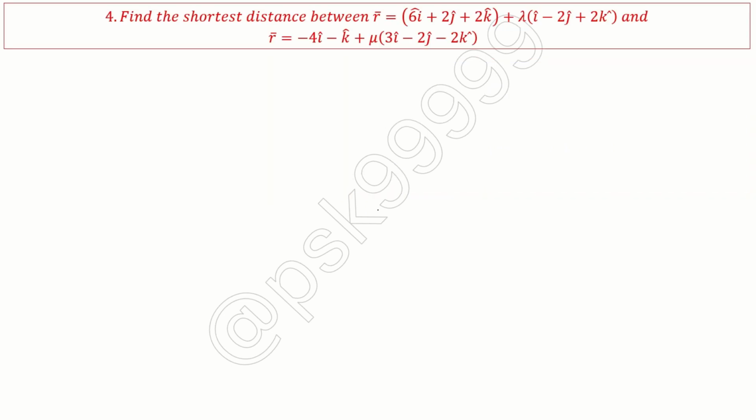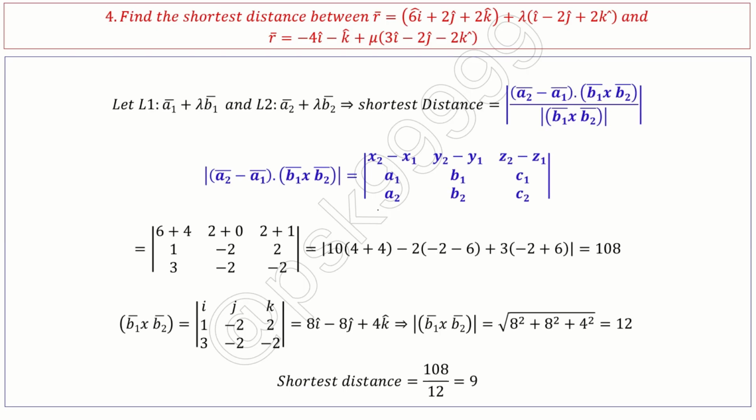Find the shortest distance between these two lines. We have solved this problem before. The shortest distance is nothing but a2 minus a1 dot b1 cross b2, divided by the modulus of b1 cross b2. Straightforward question. You can do it yourself.